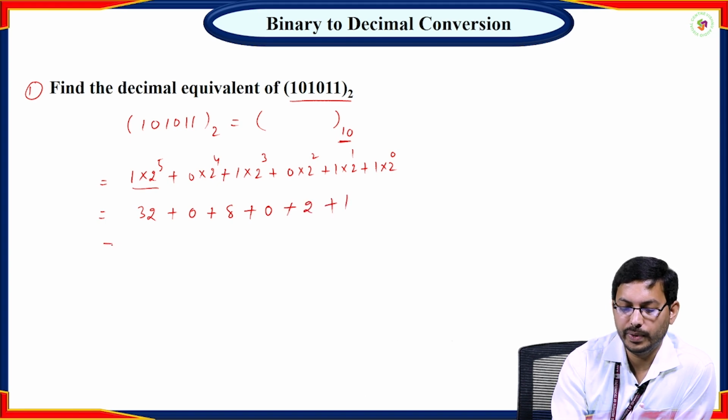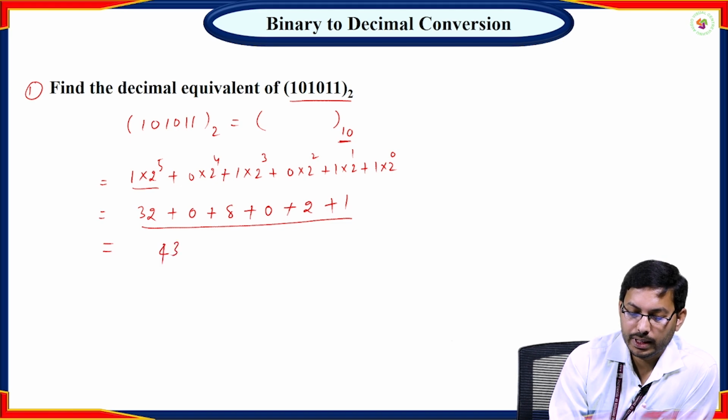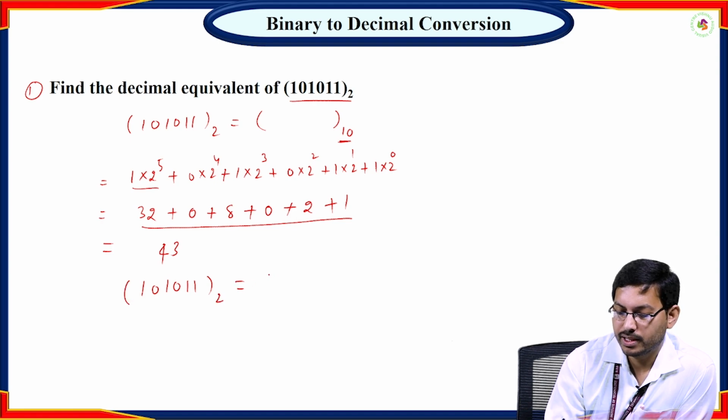So after performing this multiplication, just add all these digits. 32 plus 8 is 40, 40 plus 2 is 42, 42 plus 1 is 43. So if you convert the binary number 101011 into the decimal number system, what is the value? Here, 43.